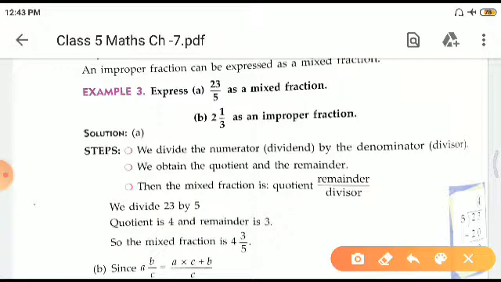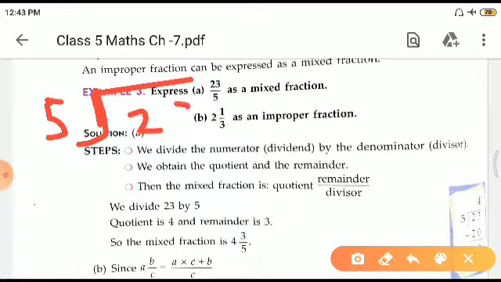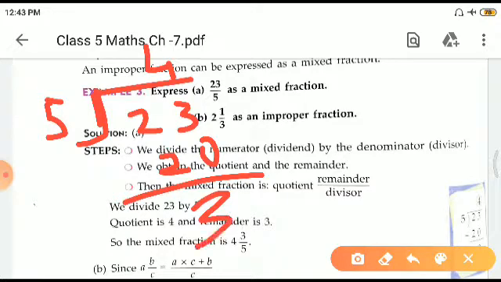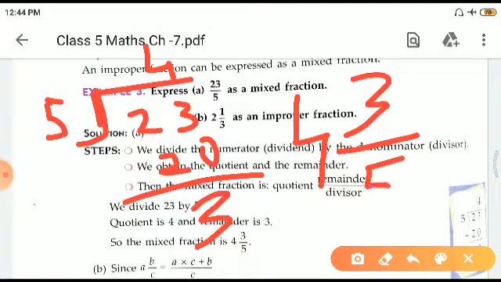See children, 5 I am writing here. I will be dividing 23 by 5. So we get 5 4s are 20, right? And then the remainder is 3, right? So our answer will be 4 3 upon 5. Is it clear, children? Okay.